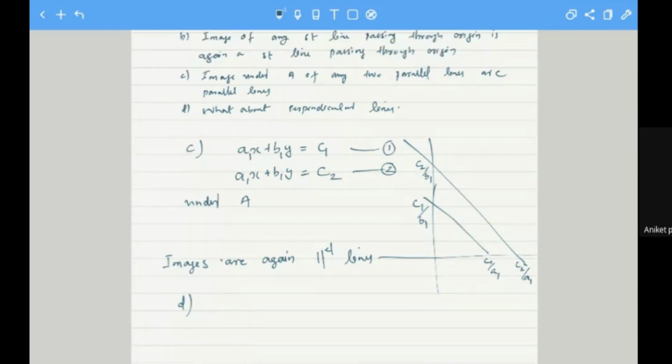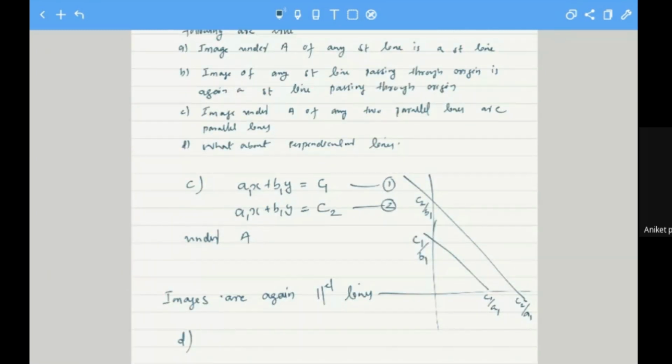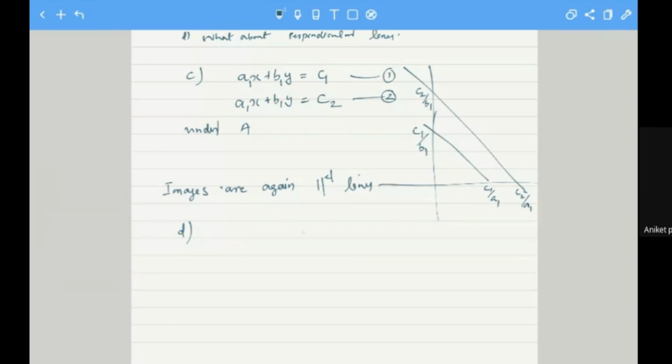Yes, sir. Okay. So what about perpendicular lines? If you take two perpendicular lines, whether the image will be again perpendicular lines or not. I'm leaving it as an exercise. A moment of thought will give you the answer that this is not going to be the case. Just consider some invertible matrix. You consider the perpendicular lines as the x-axis and y-axis, and the images are not perpendicular at all. Think of a counterexample for this. So I'm leaving it as an exercise.